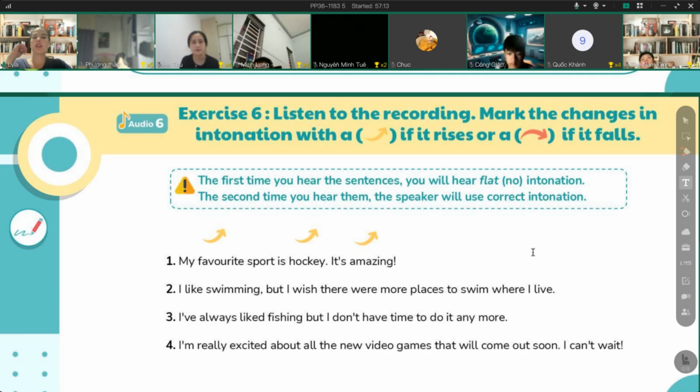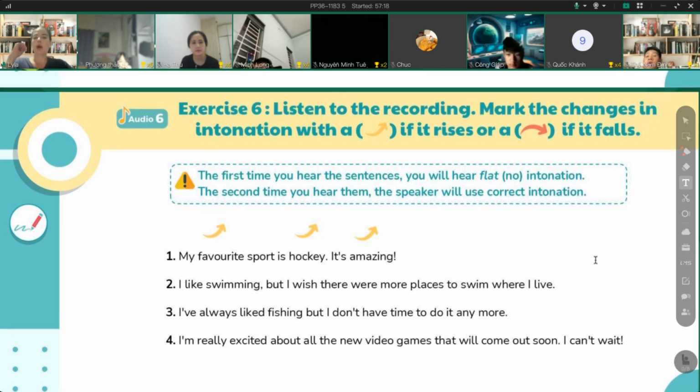Okay, I'm going to give you a few minutes with a partner. And what I want you to do is go through number 1 to 4. And then firstly, I want you to say it with a flat or no intonation, like the speaker just did. And then you're going to say it with an upwards intonation or the correct intonation. Okay. So I want you to practice this. We'll come back into the class and then you're going to do it for the whole class, please. We're only going to do it in pairs of 2. Okay.